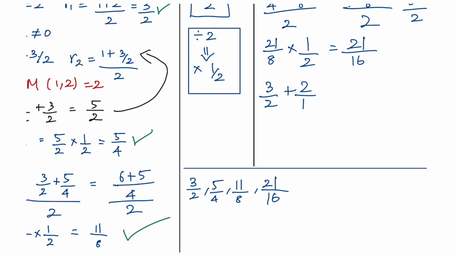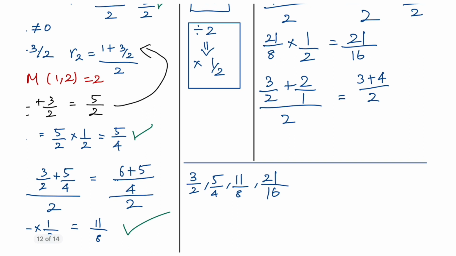So 2 by 1 is actually represented as 2. Now taking LCM for both the things in numerator, the LCM would be 2. 3 will remain as 3, 2 will change to 4, because you are going to multiply numerator and denominator both by 2 for LCM, and the whole is divided by 2 again. So 3 plus 4 is 7, 7 by 2, again you are going to divide it by 2. So the numerator is 7 by 2, and instead of dividing by 2, you are going to multiply with its reciprocal 1 by 2. So that would be 7 by 4.